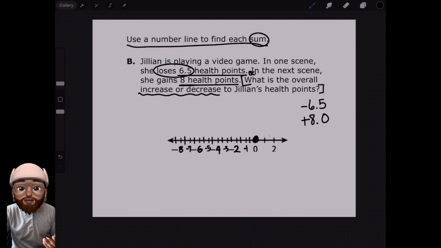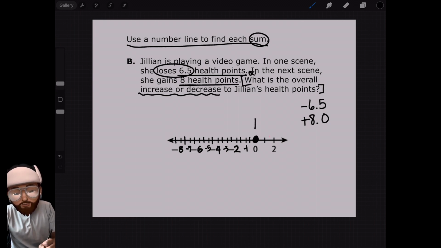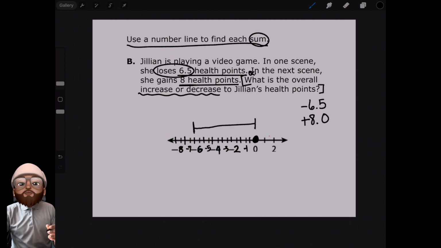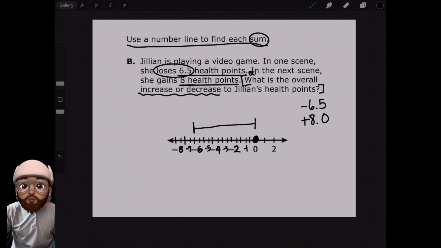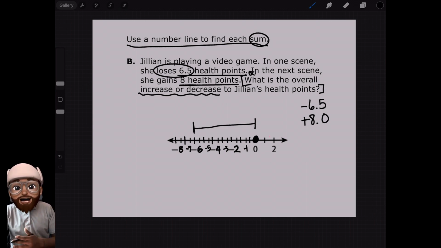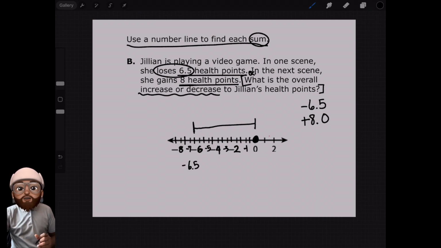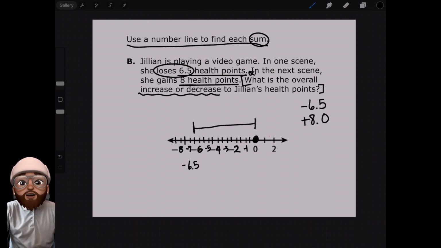Let's look at the first scene. So we need to go from 0 here, and we need to go backwards 6.5 to right here. And since we came from 0 back 6.5, right now we are currently at negative 6.5. I should be clear. Currently, we are at negative 6.5.